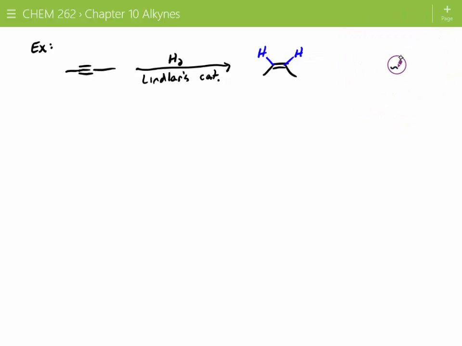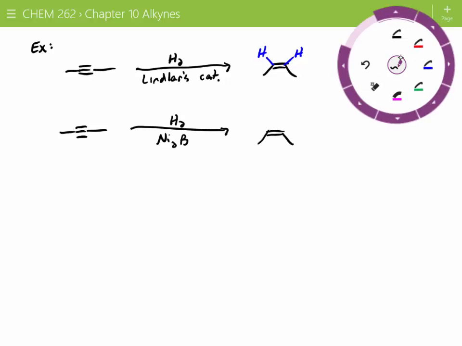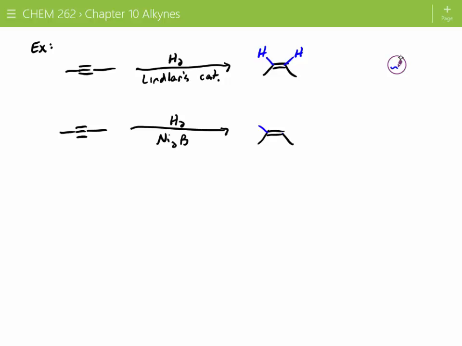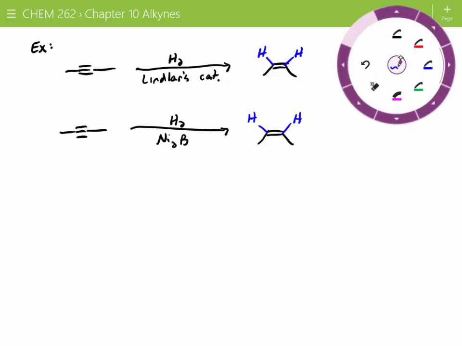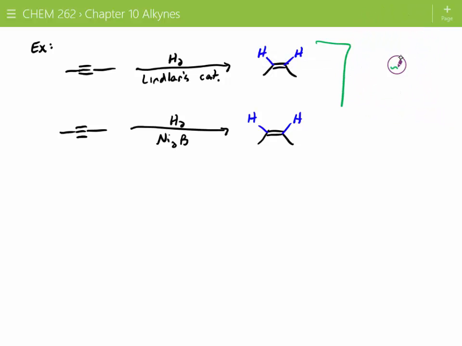The same thing is observed if you use the P2 catalyst. So if we have this alkyne, and again we use hydrogen gas, but we use our nickel boron complex, we'll still get the same cis alkene. The key feature here is that both of these are trans to one another. Or sorry, cis, not trans.